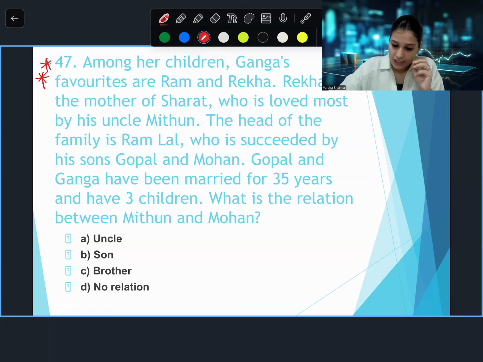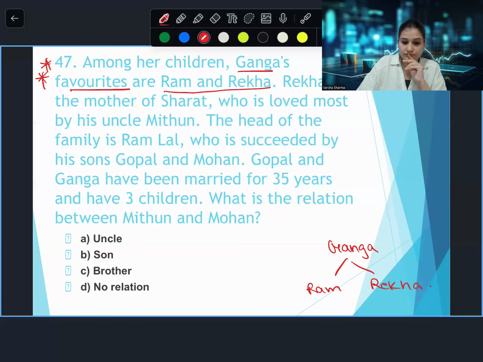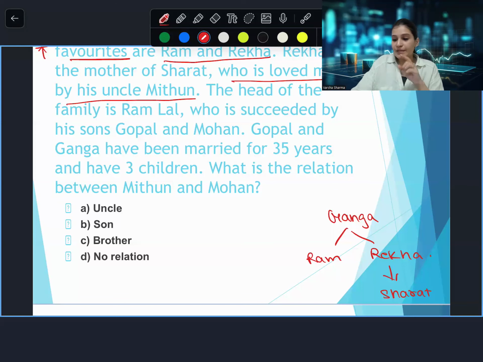Should we do it? Among her children, Ganga's favorites are Ram and Rekha. So we already know that Ganga has at least 2 children, Ram and Rekha. Done? Yes, ma'am. Now Rekha is the mother of Sharat, who is loved most by his uncle Mithun. That means Rekha has a brother Mithun. Yes, ma'am. Till now it's okay.